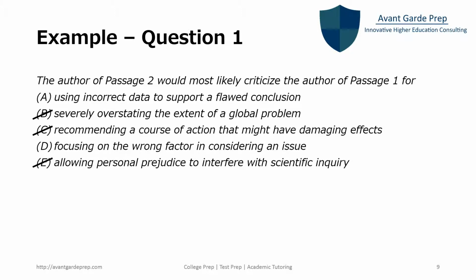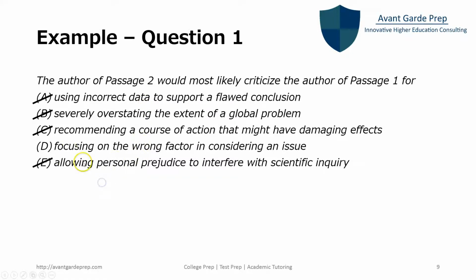So we're left with A and D to consider. Remember that A says using incorrect data to support a flawed conclusion, and we did point out that passage 2 might criticize them for a flawed conclusion, but not for using incorrect data to support that flawed conclusion. This word data here is what makes A not the best answer.